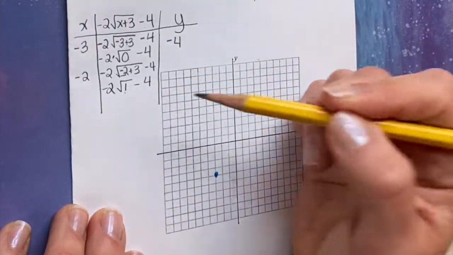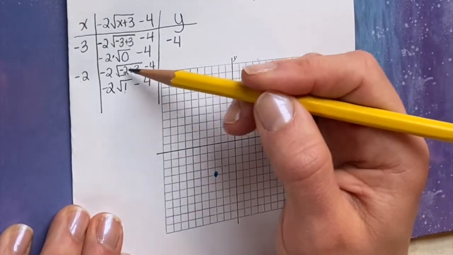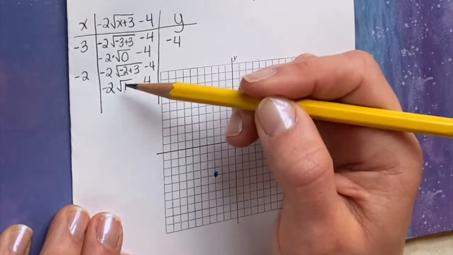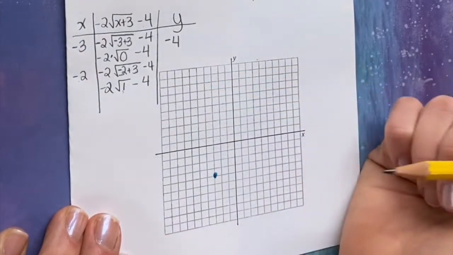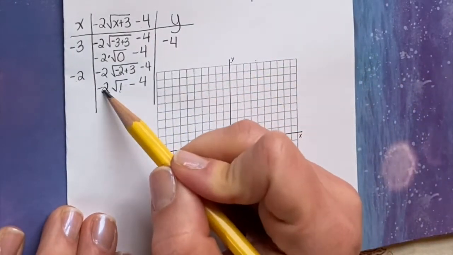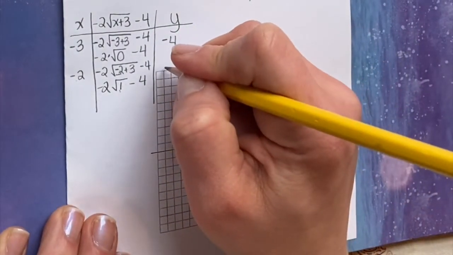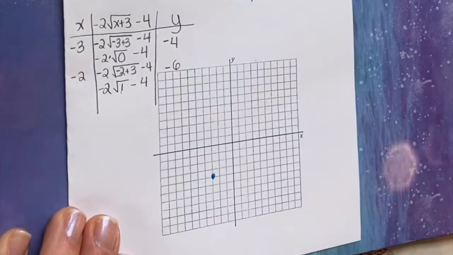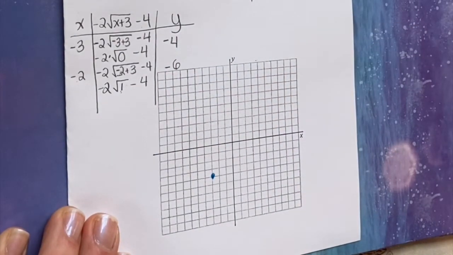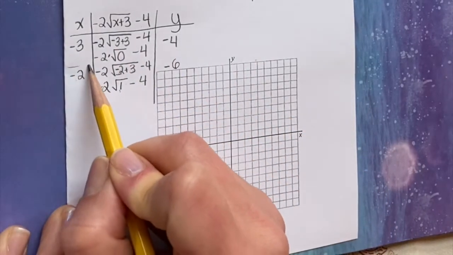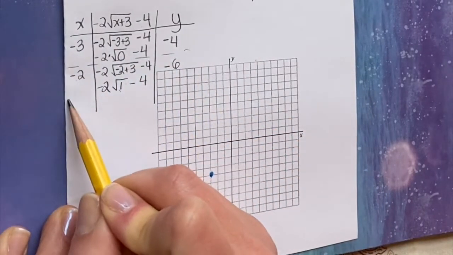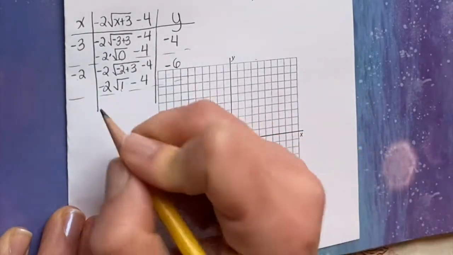So let's simplify this first. Order of operations: -2 plus 3 is 1. Square root of 1 is 1. 1 times -2 is -2. -2 minus 4 is -6. Okay, and you know what, let me just draw lines to separate our rows.